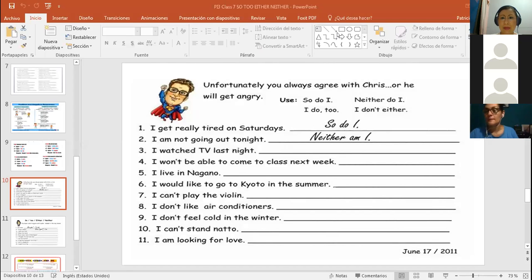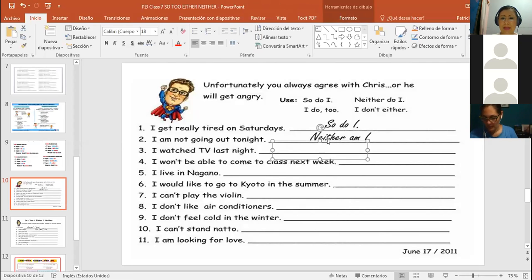Perdón. Voy a compartir nuevamente la pantalla. Pero esta vez lo vamos a poner en pequeño para poder ver si logramos hacer algunas en los minutos que nos quedan. Comencemos con este que era el más fácil. ¿Cómo les quedaría este? I watched TV last night. Vea que el verbo está en pasado. Es una oración afirmativa. Remember that for affirmatives, you can use so do I, or I do too. Entonces, I did too, okay? So did I. Excellent, thank you.